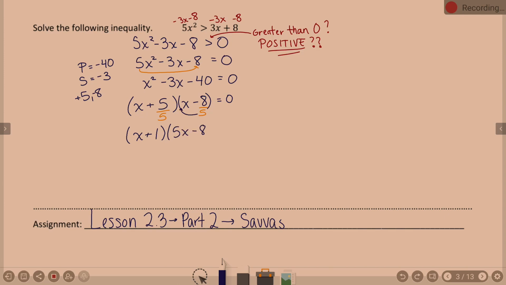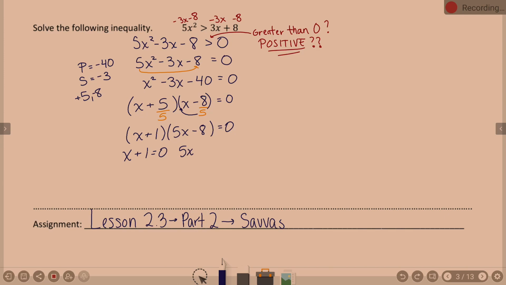What's our next step? Our next step is to set them equal to 0, right? So could you leave it x minus 8/5 equals 0 in this scenario? Because we're solving, yes. If you need the factors, no. So we set each factor equal to 0.